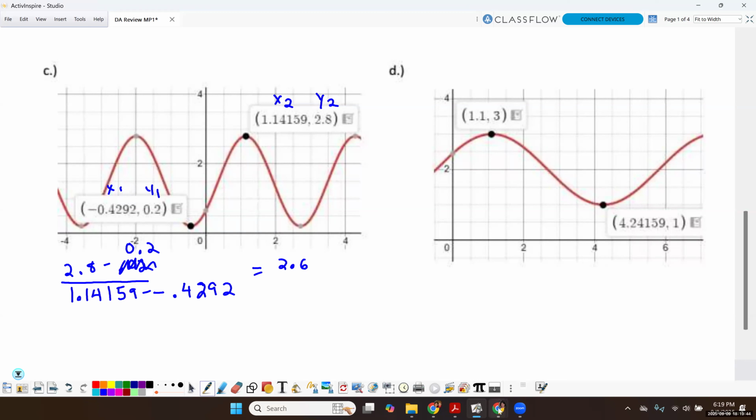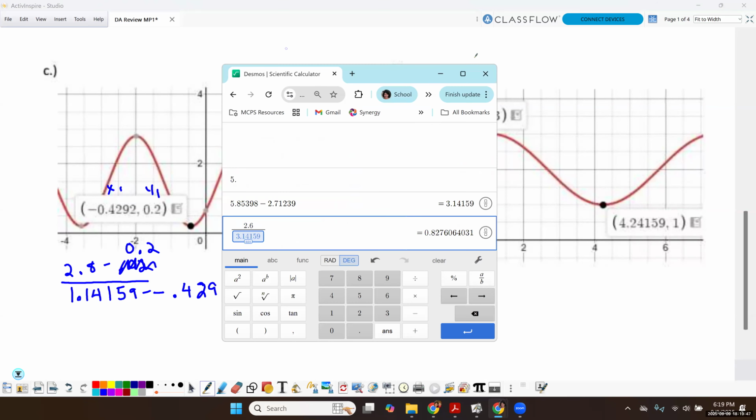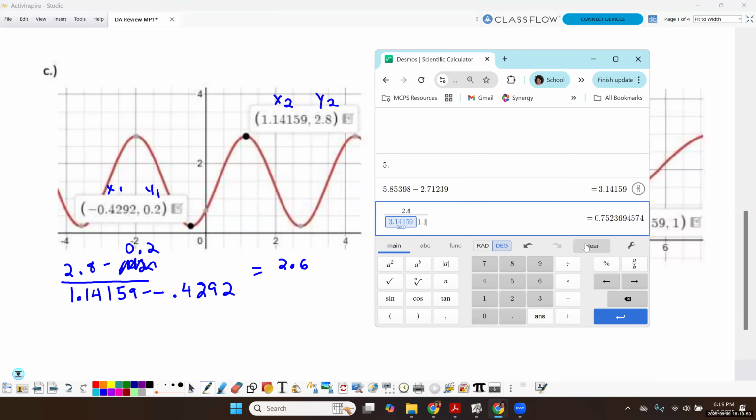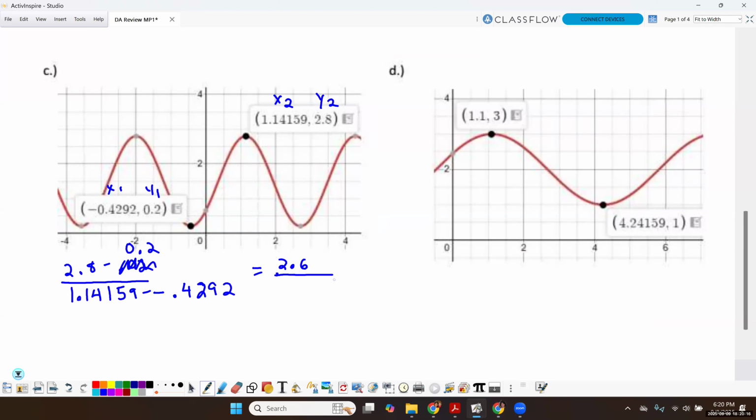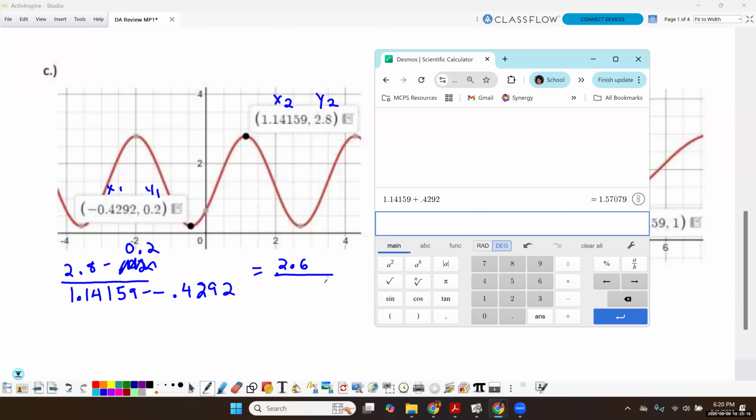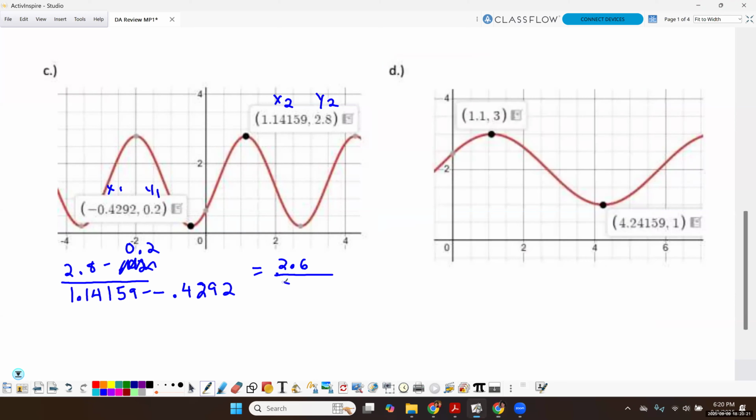Grab the calculator. And now I'm going to do 1.1, wait, clear. 1.16159. So I know minus negative is going to become a plus, so I'm just typing in a plus. I don't know what this noise is, but it's a little amusing. Someone must have a window open. So dividing by 1.57078.